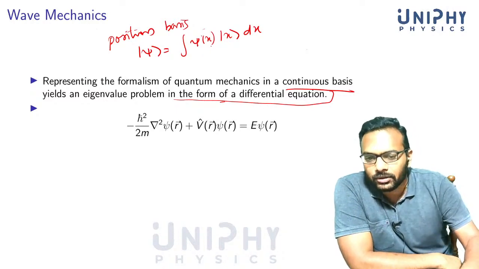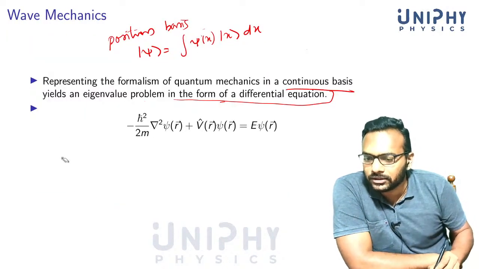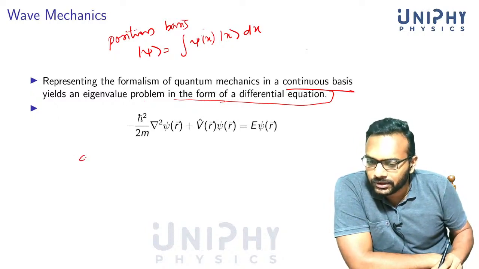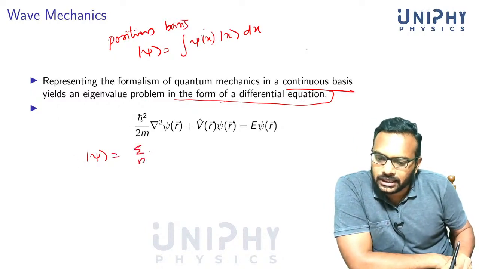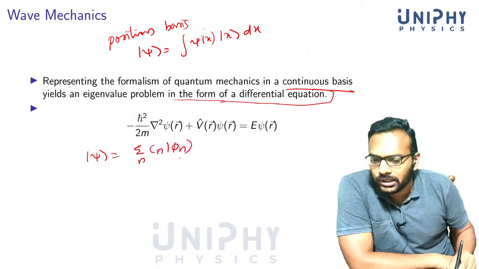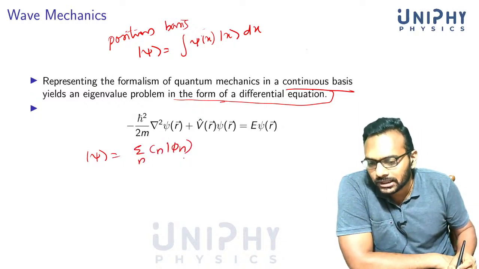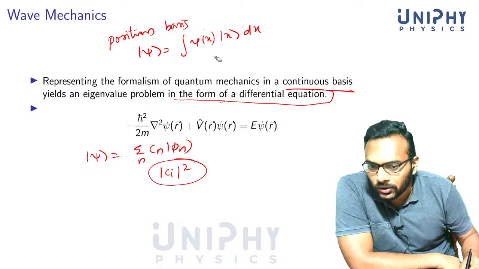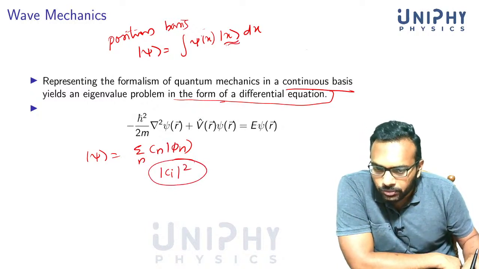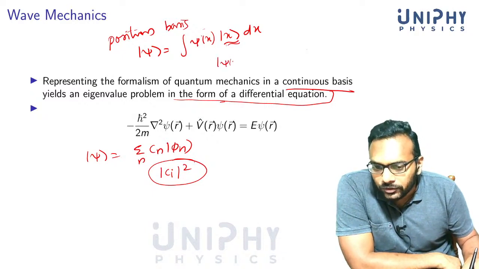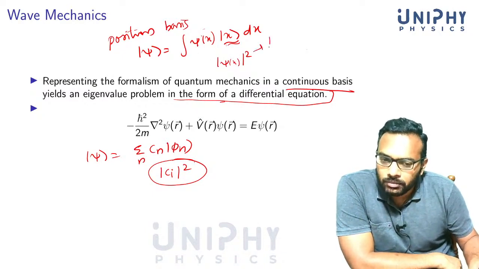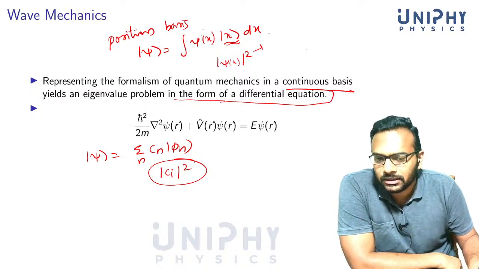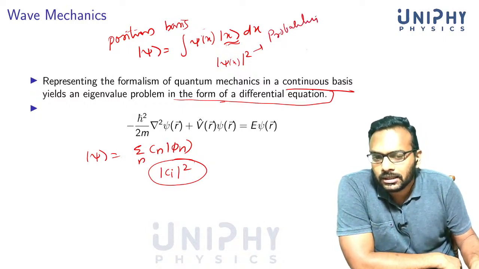And again, we know this probability interpretation that we talked about in the case of discrete: if psi is equal to summation n Cn phi n, then the probability of measuring an eigenvalue corresponding to an eigenvector phi i would be modulus of Ci squared. Here also we have that interpretation, because this is the position basis. The modulus psi of x squared would be associated with the probability of finding the particle at x.